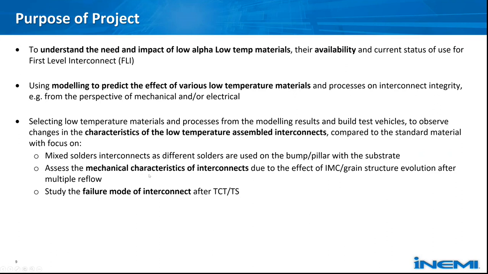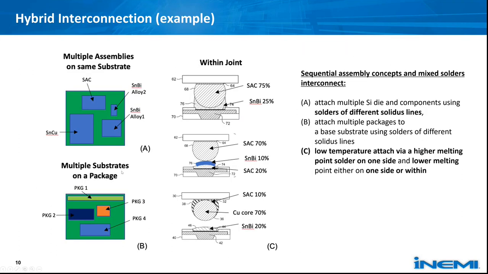Then the second is mechanistic characterization of the interconnect, mainly all the warpage and thermomechanical behavior because of the differences potentially from the low temp material base IMC and the grain structure evolution as a function of multiple assembly reflow cycles. And then the third key objective is to study different failure modes of this first level interconnect after temperature cycling and temperature shock. Compare that to the typical high melt tin silver solder interconnects. So those are the top three objectives of this project.